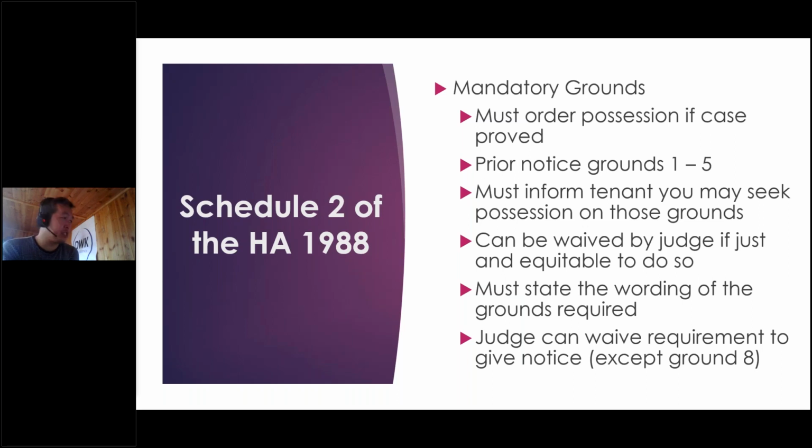It can be waived by a judge. So the further point down says can be waived by the judge if just and equitable to do so. So sometimes the judge will say, look, I'm not overly concerned that you haven't given the tenant prior notice that you are seeking possession under this ground, and therefore I'll waive it. So a lot will depend on the judge in that sense. But as always, it's important to have your evidence that you've given prior notice to the tenant that you may be seeking possession at some stage under grounds 1 to 5.